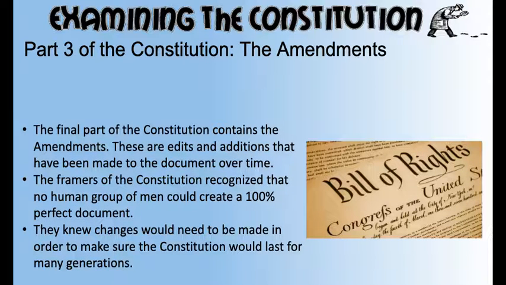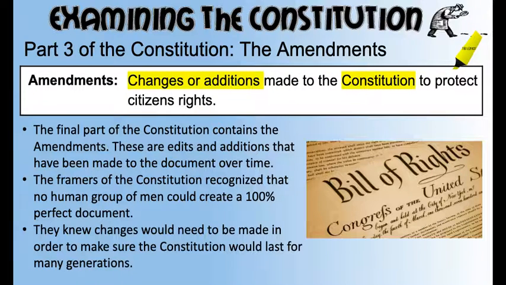So the final part of the Constitution contains the amendments. These are the edits and the additions that have been made to the document over time. You see, the framers of the Constitution, or the writers, recognized that no human group could create a 100% perfect document. So they knew that changes would have to be made over time so that the Constitution would be a living, lasting document. We call it a living document because it is a document that can be changed.